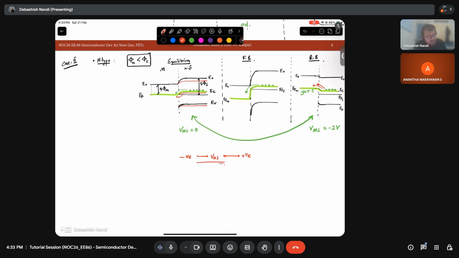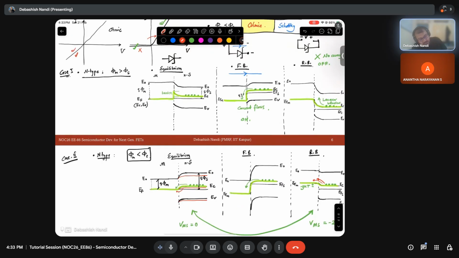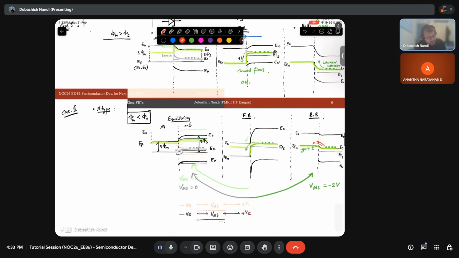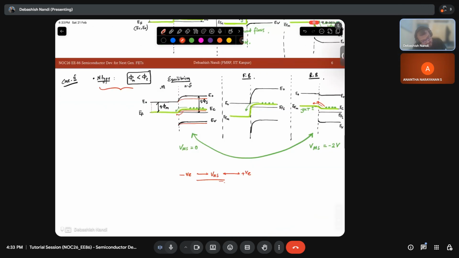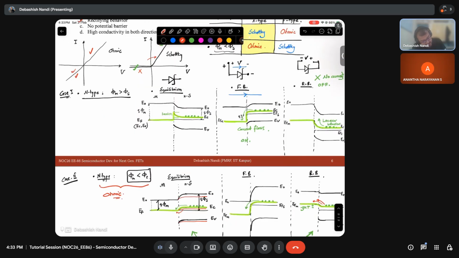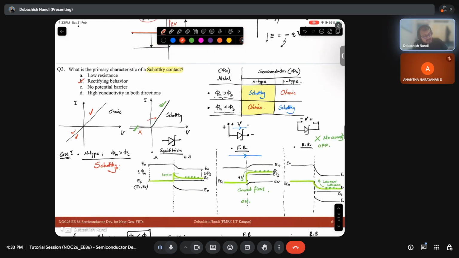And what is the consequence of this? Current flowing in both directions. That is why this combination is an ohmic kind of contact, not a Schottky contact. And this kind is a Schottky contact. So if that is so, I will suggest you check this too.